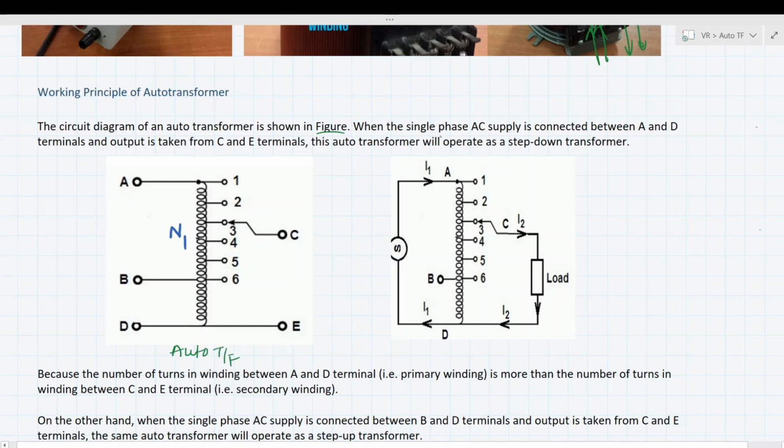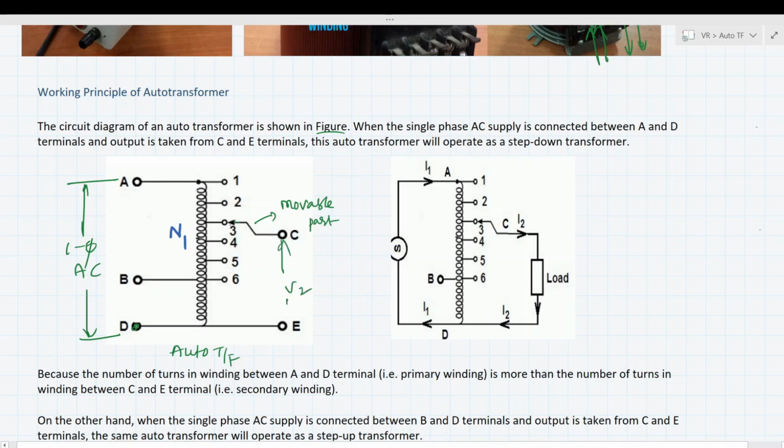Okay, here this is one winding. When the single phase AC supply is connected between A and D terminals, the output is taken from C and E terminals. This C is nothing but the movable part here. So the output is taken from C and E terminals.